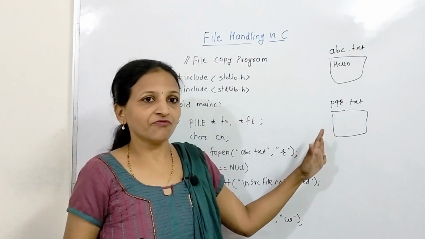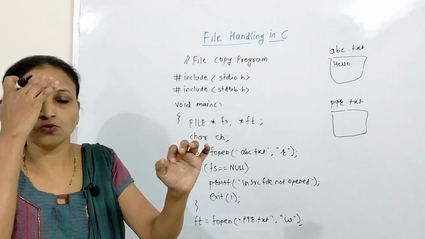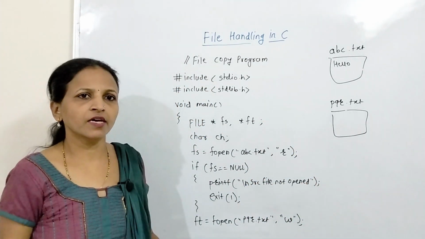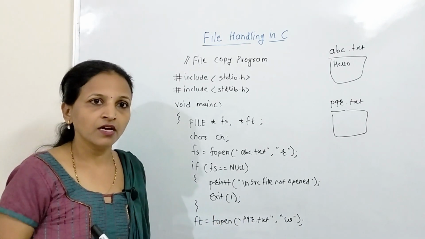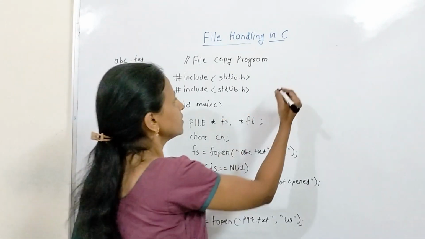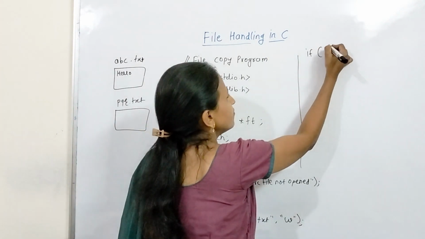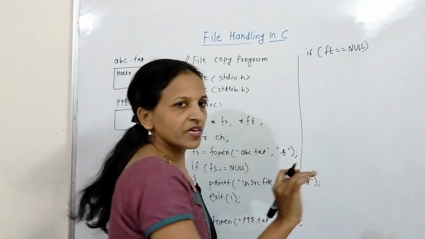I want to create this file, suppose, and there is no remaining space on disk to create any file, or any other problem may be there, then this fopen function will return null. That we have to check again. How will we check? Like this: if ft equals to null. Null means what? Opening failed.